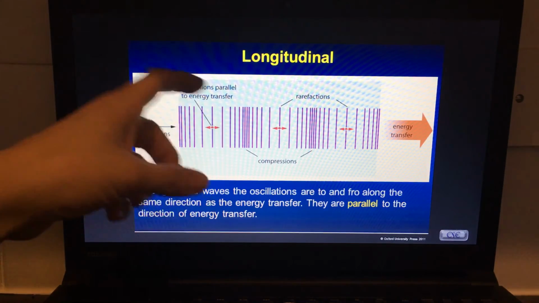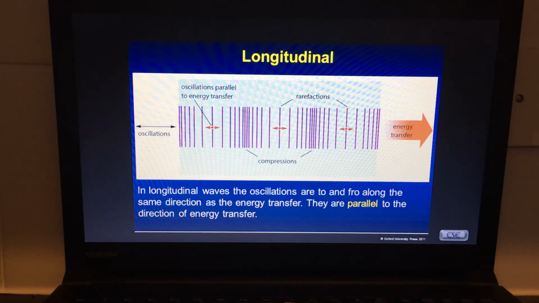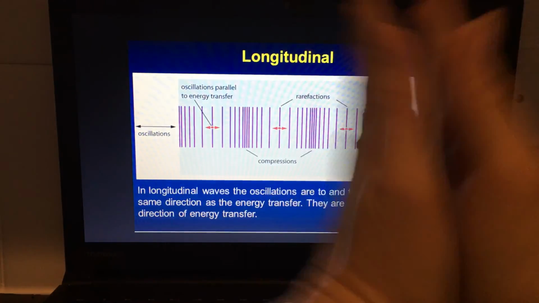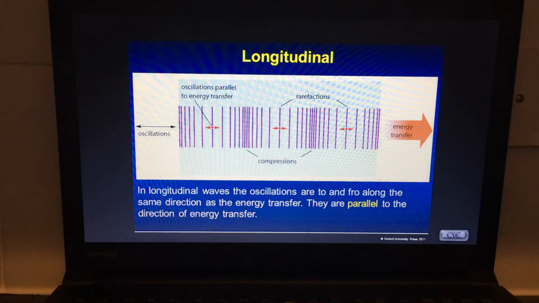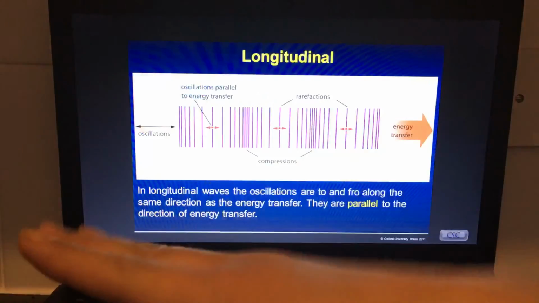And you have a series of compressions and rarefactions. The way I teach it is to think of a longitudinal wave like [particles] together, banging together, and it makes a sound. And I say transverse wave is like this.